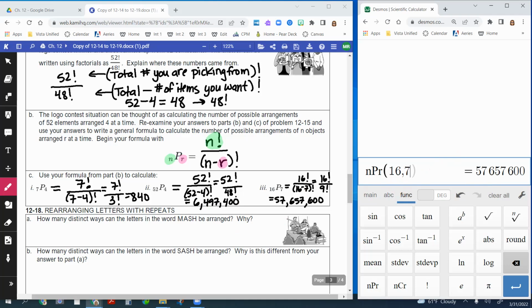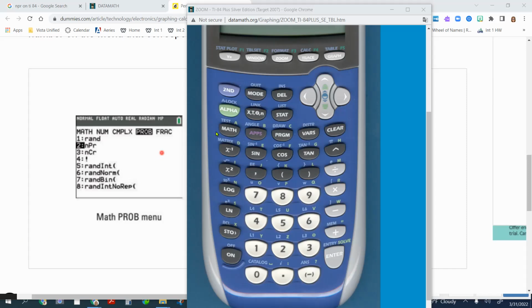Now, if you are doing this on the graphing calculator, let me show you where you can easily find that. If you're using our school calculator, there are 2 ways to do it. One way is to hit this math button. When you hit this math button, you're going to get this menu. And you see here, number 2 is your permutation, and here, number 4 is your factorial. You can use the arrow buttons to go backwards.